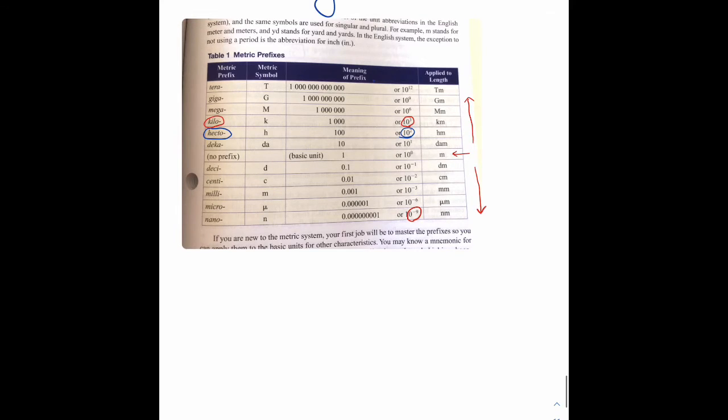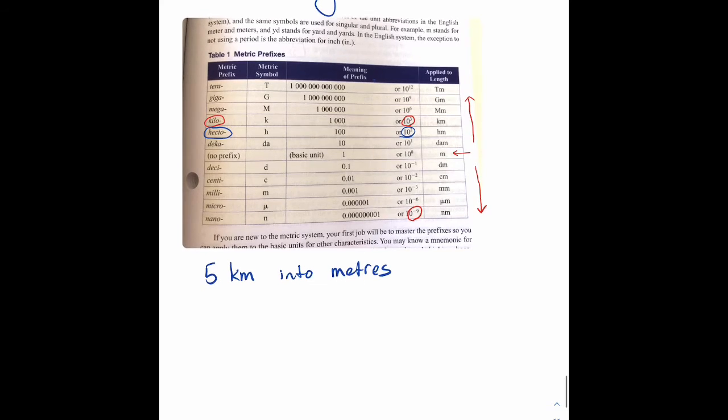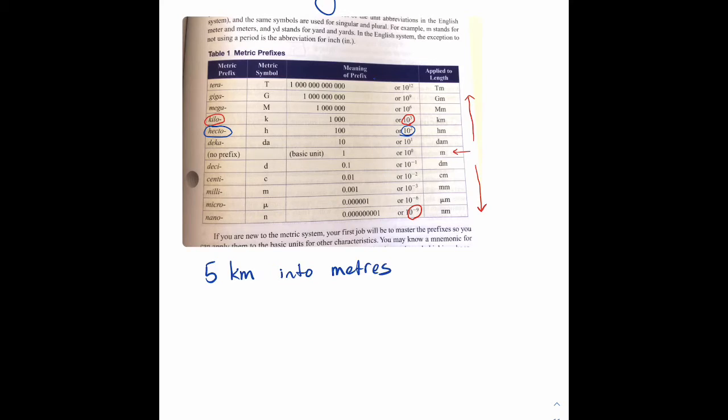Suppose I have 5 kilometers. Well, I want to put that into just plain meters. We'll go with that for now, and then we'll do some more complicated ones in a few minutes. I know that 1 kilometer, I might know this without looking at the chart, but I can look at it here. 1 kilometer is 1,000 meters.